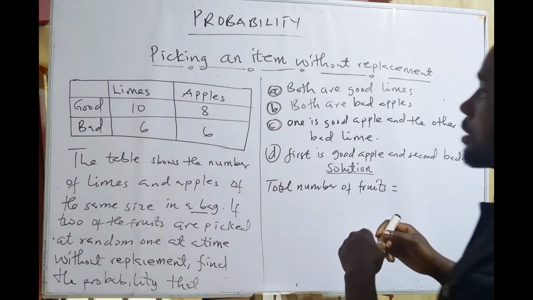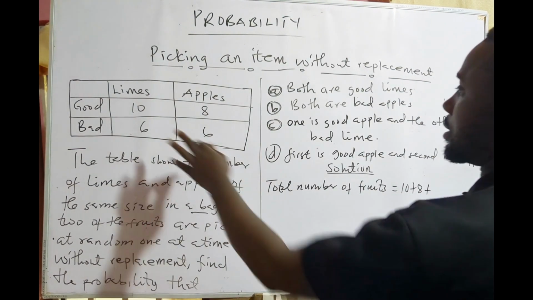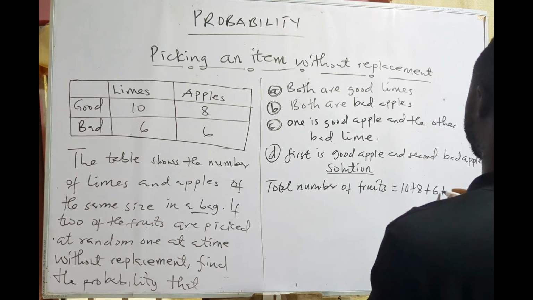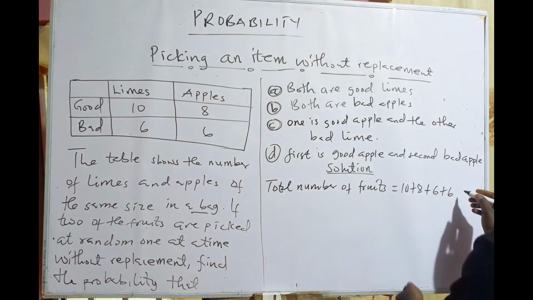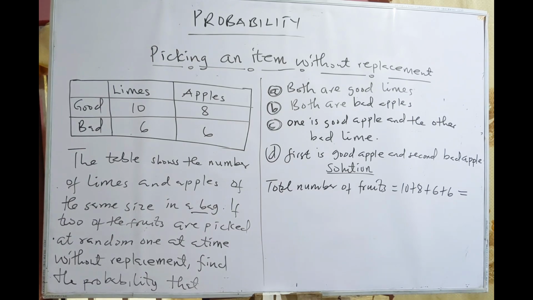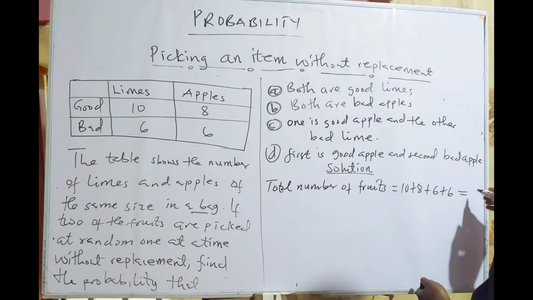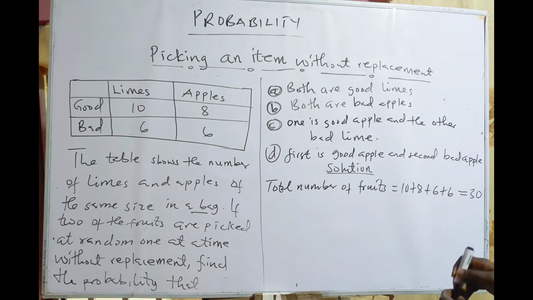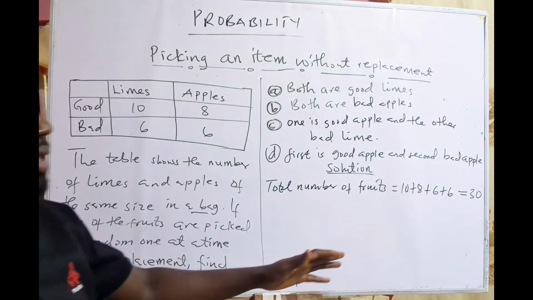Okay, so we add everything. That is 10 plus 8 plus 6 plus 6. 10 plus 8 is 18. Plus 6 will give us 24, and plus another 6 will give us 30. It means that the total number of fruits in the bag comprising of limes and apples is 30.